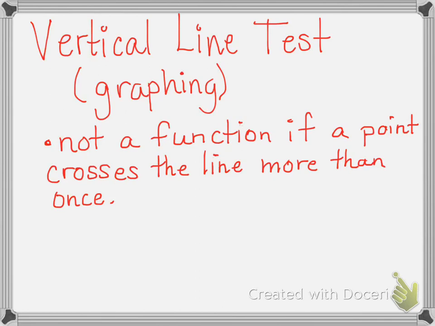So write this in your notes, vertical line test. We use it for graphing, and it tells us immediately whether or not it's a function. It would not be a function if a point crosses the line more than once. Remember, we have to keep it vertical, so we're talking about a vertical line. Let's get a color to help us remember that. And we're talking about a vertical line straight up and down. We want to read left to right on our graph, and if it crosses more than one point, then it would not be a function.